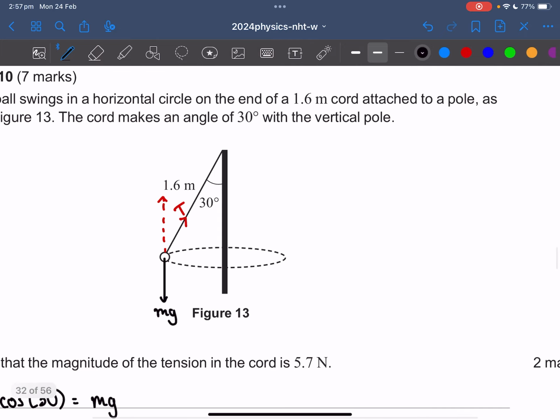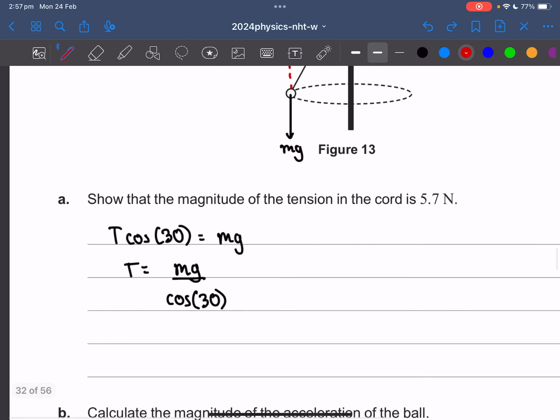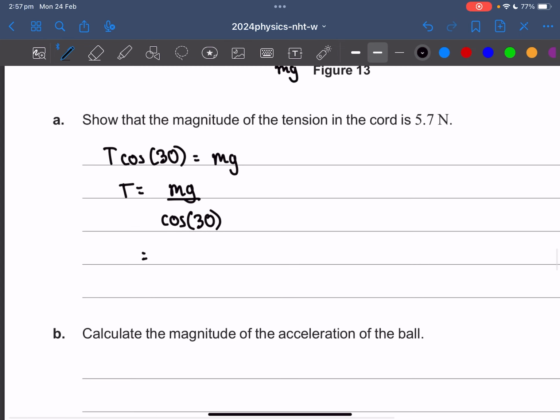Wait, let me just see, it's cosine of 30, right? Yeah, okay, just making sure. Don't want to make a silly mistake. So our m is going to be 0.5 times 9.8 divided by cosine of 30. If I put that in our calculator, 0.5 times 9.8 divided by cosine of 30, that gives us 5.65, which is 5.7.